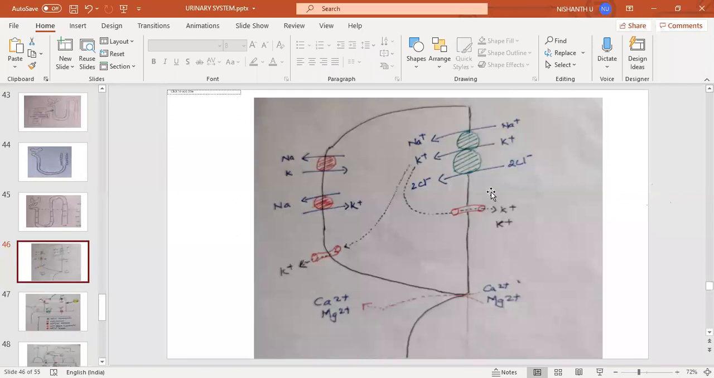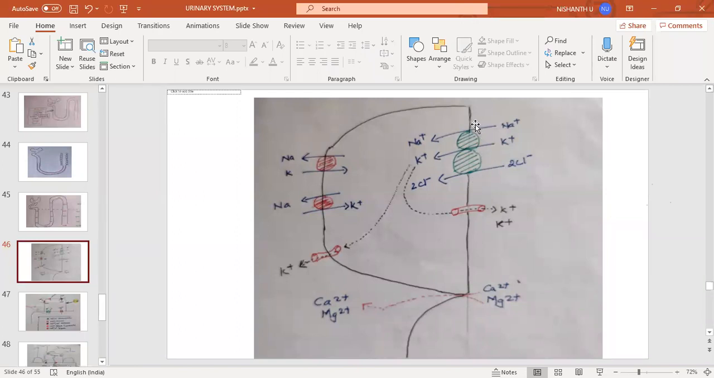That furosemide, what it will do, if you consume that particular drug, it will block this particular transport. I repeat again. A person who is suffering from very high blood pressure, too much water content in the body, too much sodium, or too much calcium present in the body, in such cases they will prescribe a drug called loop of Henle diuretics. Example is furosemide. That furosemide will block this particular transport.